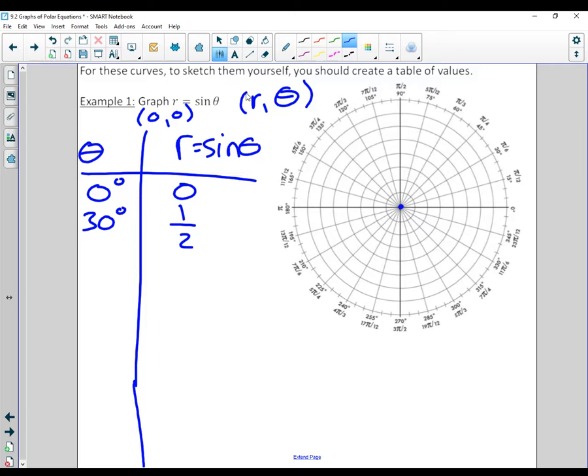Real quick, because we should probably label how far we're going out. What is the biggest sine can be? 1. So let's label all the way out here 1. And then 2, 4, 6, 8. So 2, 4, that's going to be 0.5. So 30 degrees at 1/2 or 0.5.